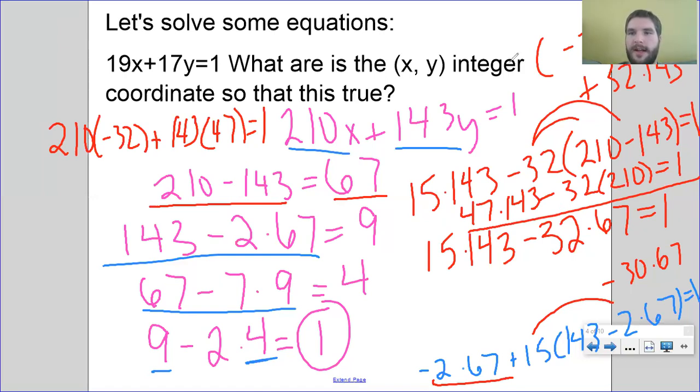Where'd you get 47? I got 47 from 32 times 143 and 15 times 143. That gave me 47.